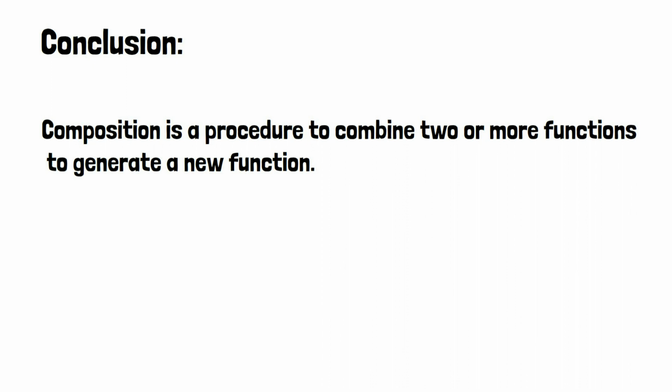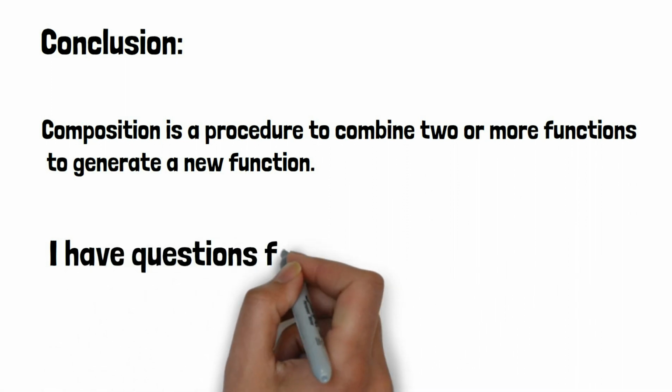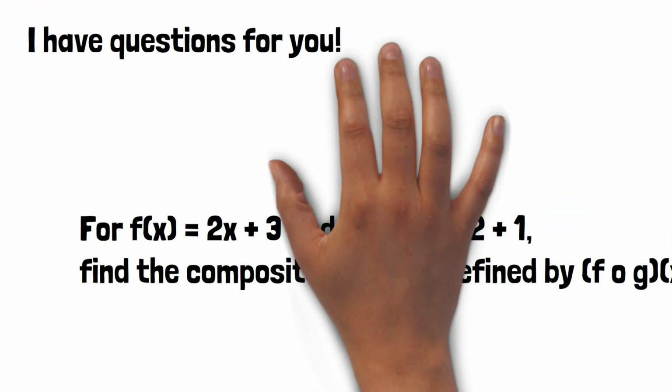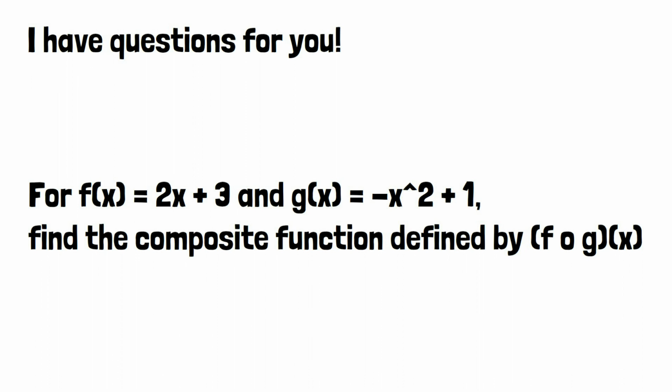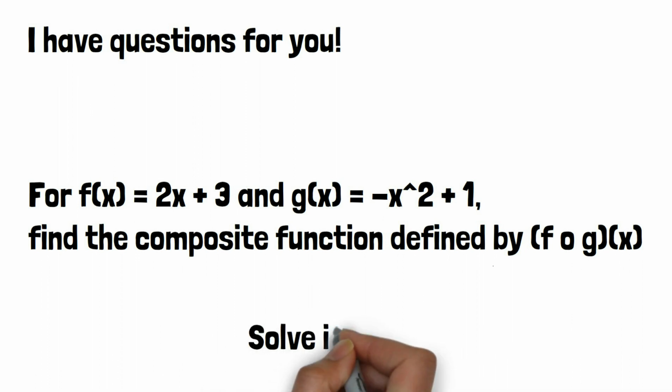So I also have questions for you. The first one is: f of x is equal to 2x plus 3, and g of x is equal to minus x squared plus 1. Find the composite function defined by f of g of x. Do this question by yourself, and I also provide the solution for you. After solving it, please watch the solution and compare it with your own.